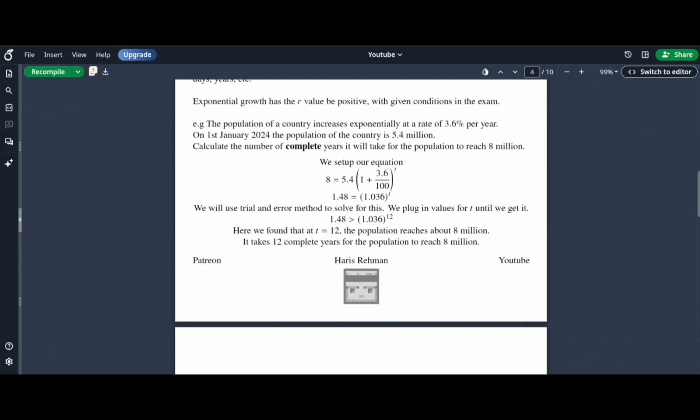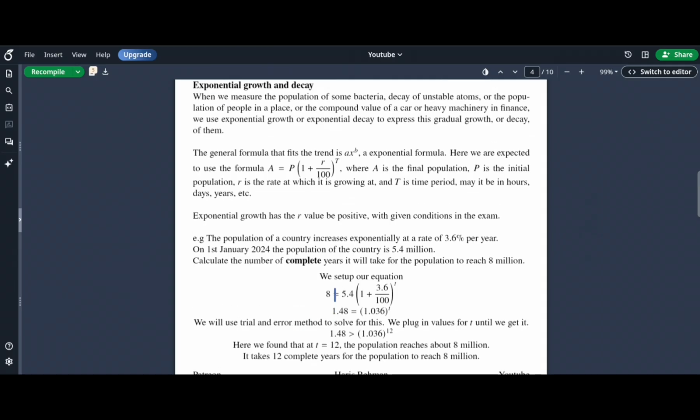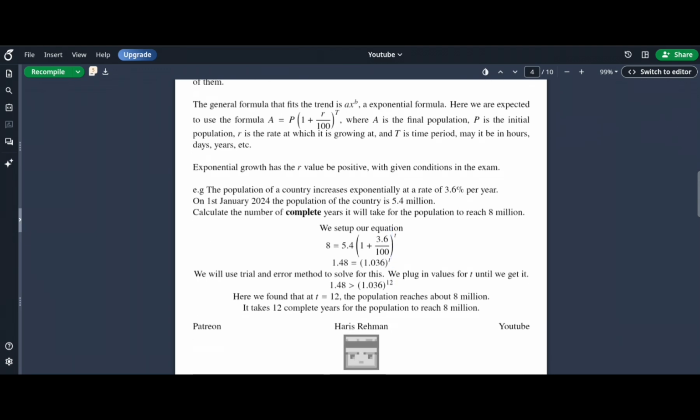Now this is something complex, let me break it down for you bit by bit. One is setting up our equation. You guys know how to do this. What is our final value? 8 million, how much it should reach. 5.4 is the initial population. 3.6 is our percent, the rate by which it increases, plus because of exponential growth, and t. We have to find the time. So we solve for this.